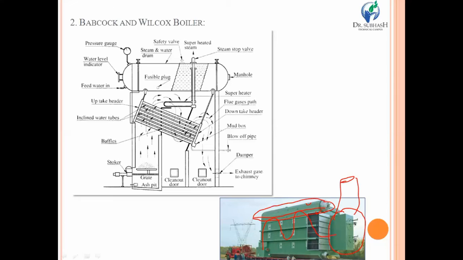At the bottom portion there are many parts, like the grate, clean-out door, and manhole. Look at the diagram, this is the manhole, and there are a number of instruments and devices mounted at different places, especially on the boiler shell periphery. So this is about the Babcock and Wilcox boiler.